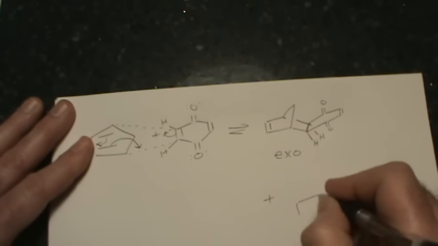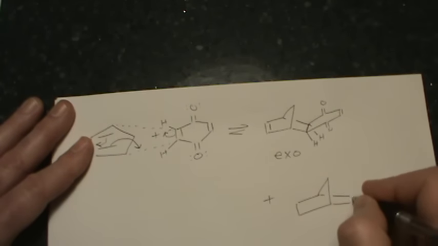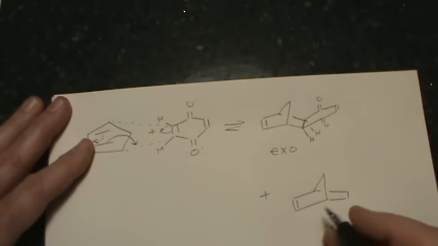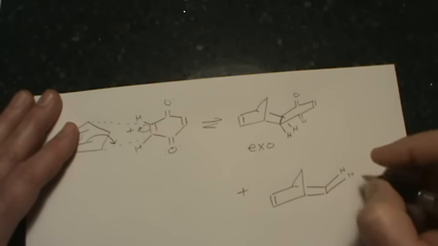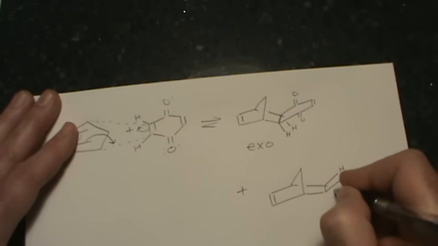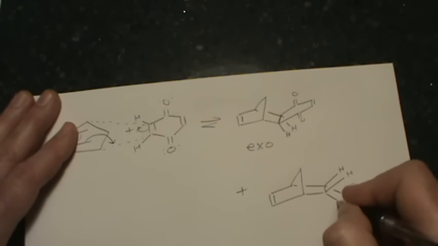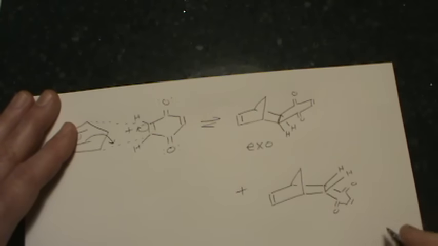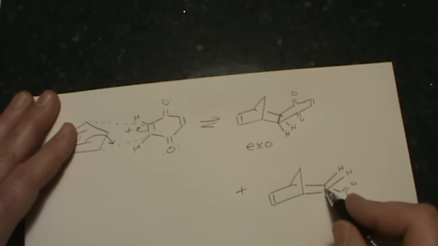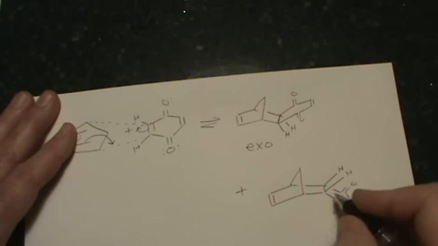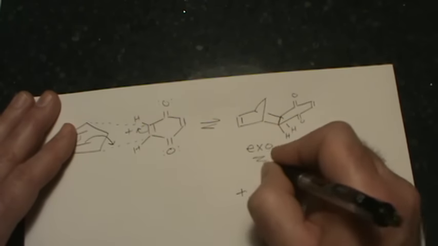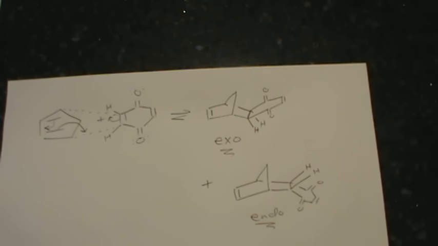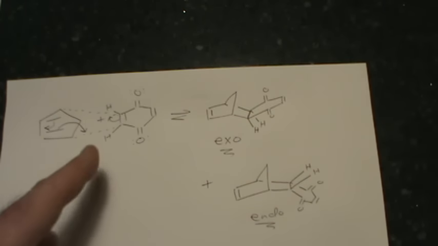But we know that we are also going to form an endo product. There's that developed pi bond. In the endo product, I'm going to have my two hydrogens up, and my ring is down. And now you can see that my substituents, which are this ring, attached to both carbons of the dienophile, is down closer to the developed pi bond, and so I would refer to this as my endo product.